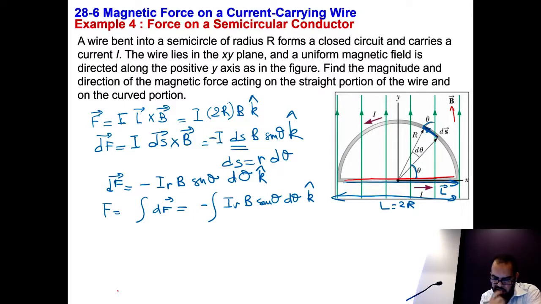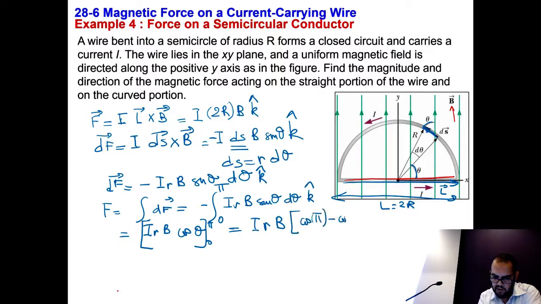So what is the integral of sine theta? Obviously the angle theta is going from 0 to pi. The integral of sine is minus cosine theta, so minus minus becomes plus. So we have I R B cosine theta evaluated between 0 and pi. So this is going to be I R B cosine of pi minus cosine of 0.